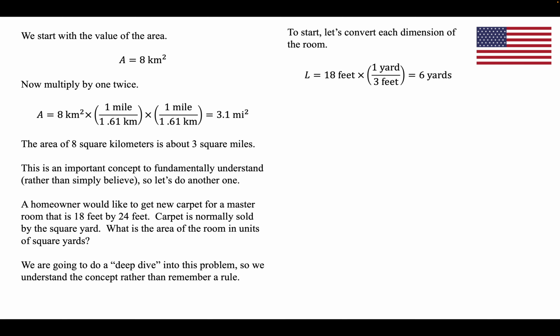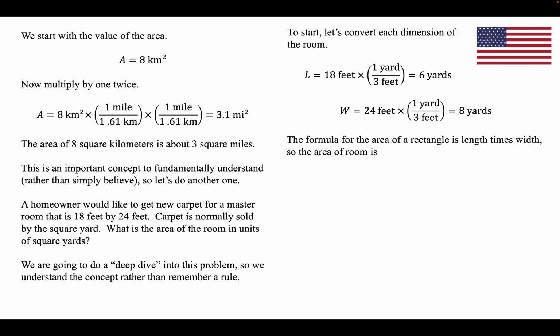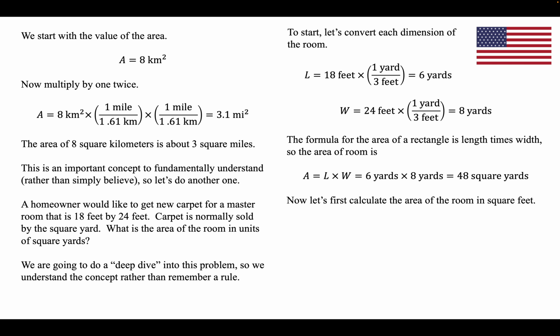So the length, 18 feet. 1 yard is equal to 3 feet. The feet units cancel, and we get a length of 6 yards, which is the same as the length of 18 feet. The lengths are not different. They're expressed in different units. The width, 24 feet. 1 yard is 3 feet. That's 8 yards. Now we can calculate the area of the room because it's length times width. 6 yards times 8 yards is 48 square yards. That's the area of the room in units of square yards.